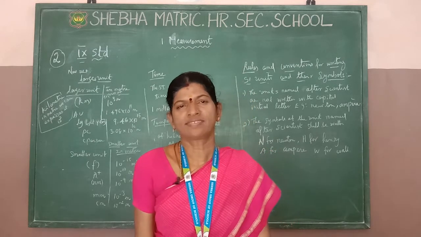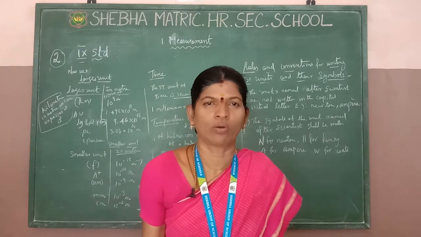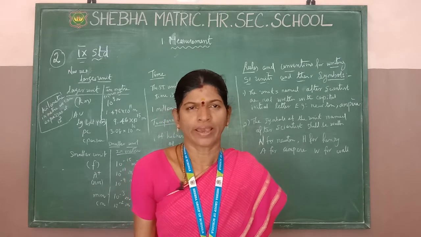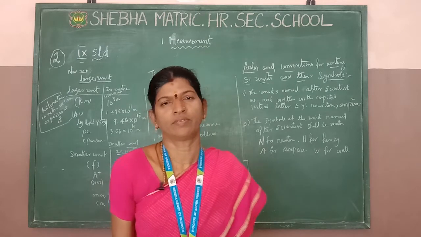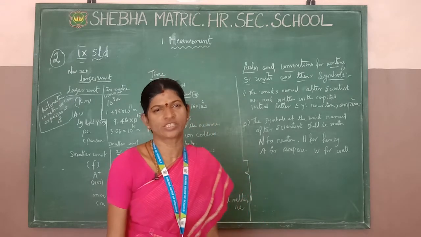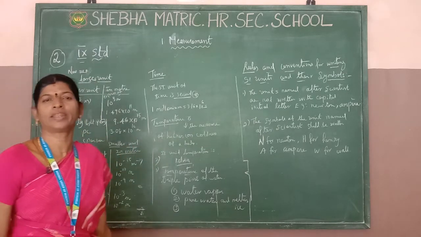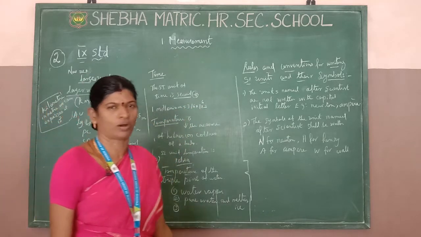Okay. Last class we studied derived quantity, fundamental quantity, and the units of fundamental quantities. These topics we studied last class. Now we are going to larger units and then smaller units. Larger units and smaller units.